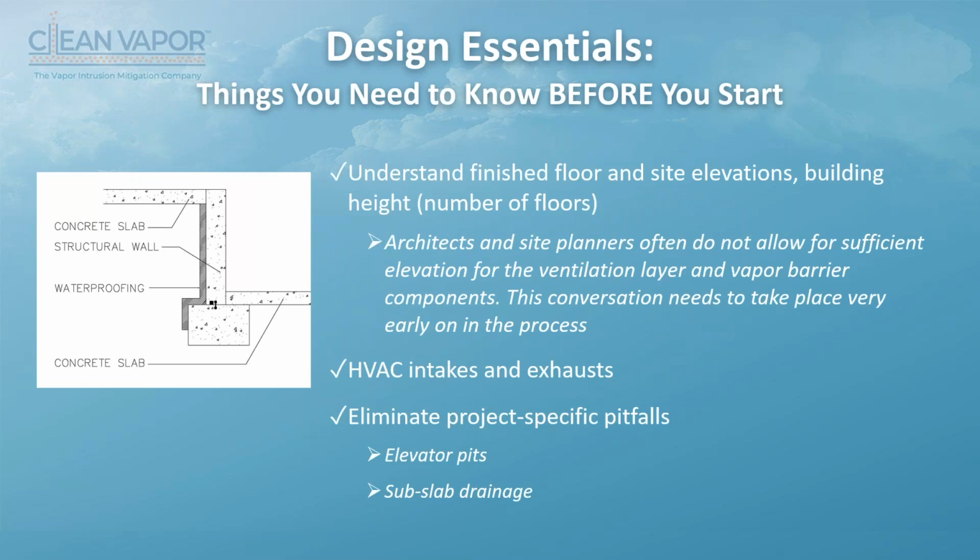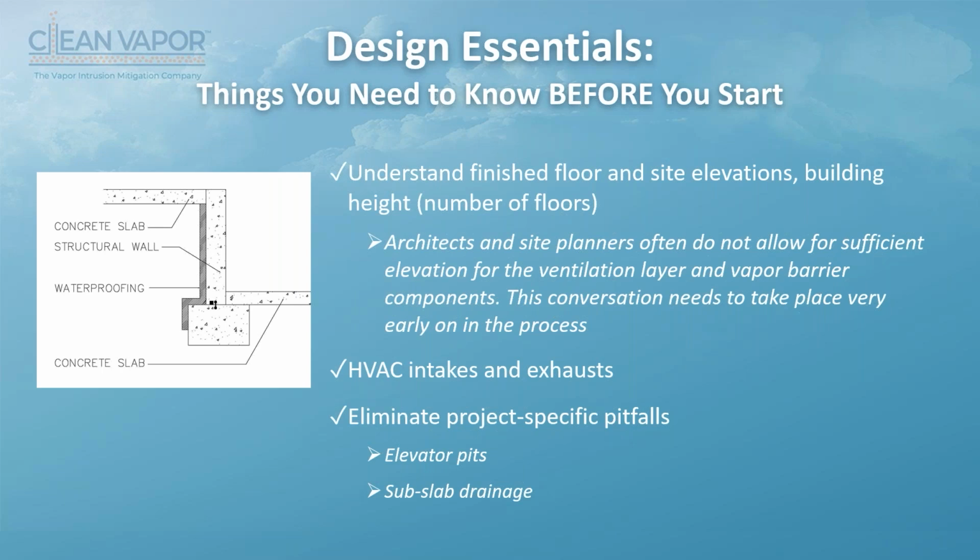Understand all the elevations, the finished floors, where the HVAC intakes are, and you want to look at what are some potential project snags. Elevator pits are a huge issue. They have to be done separately, usually out front. Is there subgrade drainage? A lot of times an architect, even though it needs a vapor intrusion mitigation system, may design a sub-slab drainage system that goes to daylight, which is going to totally short circuit your vapor system.